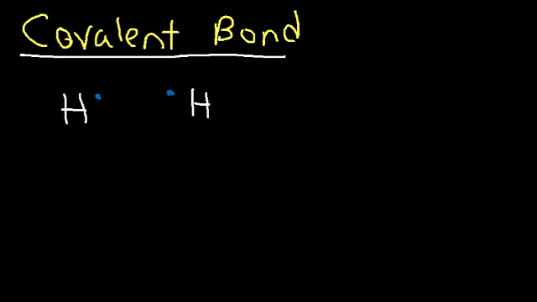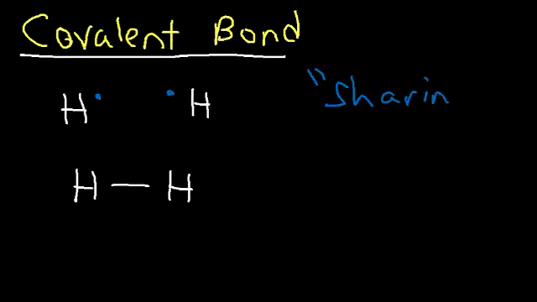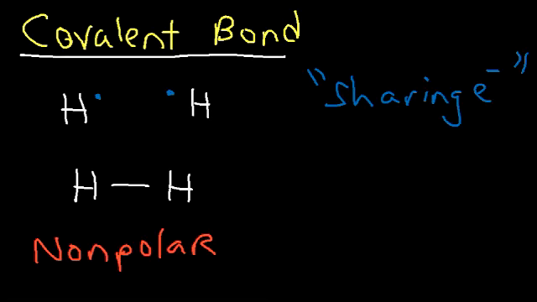Now when these 2 atoms come together, they're going to turn into a molecule. And so each bond represents 2 electrons. So this line that you see is a covalent bond which contains 2 electrons. And notice that each hydrogen atom donated 1 electron to make that bond. And because they're sharing electrons, this is called a covalent bond. And because they're sharing electrons equally, it's called a nonpolar covalent bond. The electrons are distributed evenly in that bond.